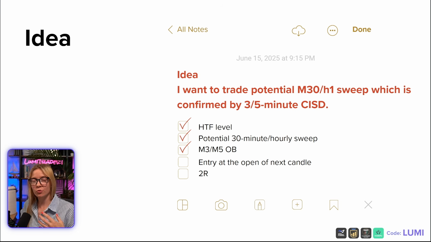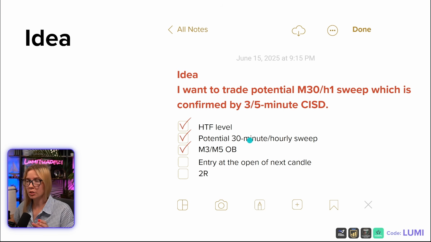Okay, let's consider potential confirmation for us. Once again, we cannot reverse from nowhere. We must take some sort of level. And first point right here, I highlighted a high time frame level. So if price took the high time frame level and right now we have a potential 30-minute or hourly sweep, we can say, yes, we're about to get a reversal, because once again we cannot reverse from nowhere.